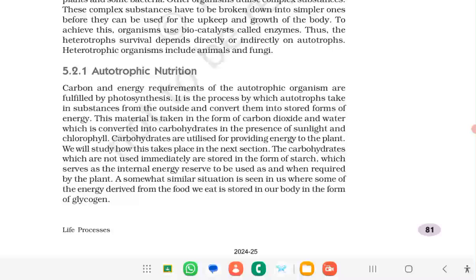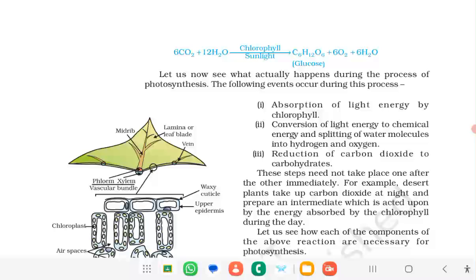The carbohydrates, which are not used immediately, are stored in the form of starch, which serves as the internal energy reserve to be used as and when required by the plant. A somewhat similar situation is seen in us, where some of the energy derived from the food we eat is stored in our body in the form of glycogen. CO2, carbon dioxide, plus H2O gives, in the presence of chlorophyll and sunlight, C6H12O6, that is glucose, plus oxygen plus water.